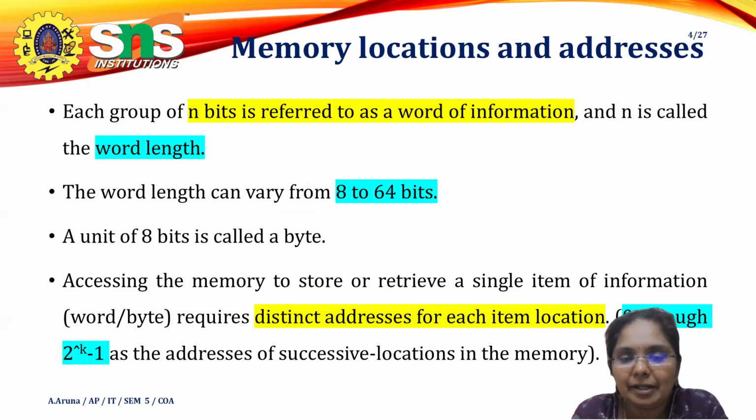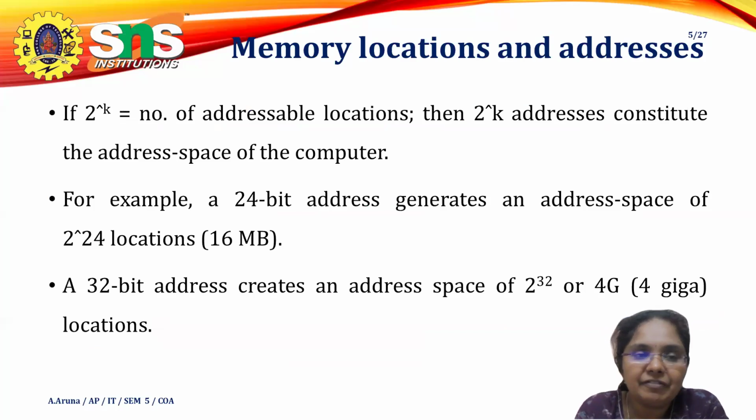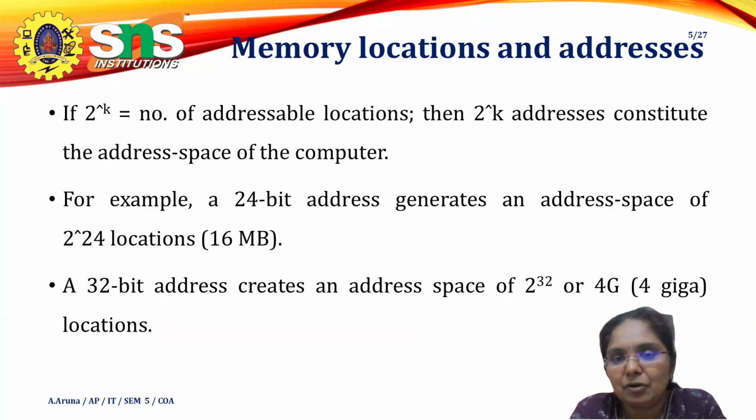For accessing the memory to store or retrieve a single item of information, which can be calculated in terms of words and bytes, it requires a distinct address for each item location. Those locations can be referred to from 0 to 2 to the power of k minus 1, as successive, contiguous locations in a memory system. If 2 to the power of k is my addressable locations, then 2 to the power of k addresses constitute the address space of my computer.